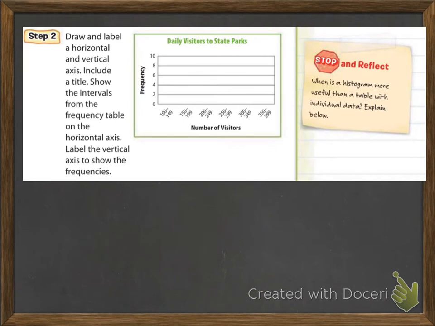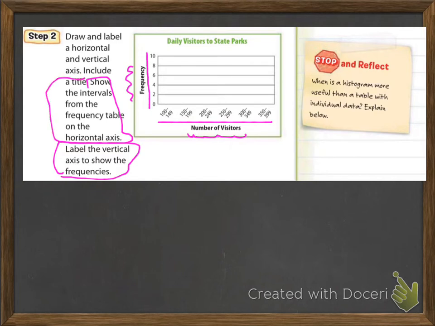Now we're going to go ahead and look here, and it says to draw and label a horizontal and vertical axis, include a title. So you want to first draw and label it. So what we're talking about here are these numbers and these numbers, and then you also need to label it with the title, frequency and number of visitors, so like they've done here. Label the vertical axis to show the frequencies, and label the horizontal, it says show the intervals from the frequency tables on the horizontal axis. So you want to refer back to that, okay?